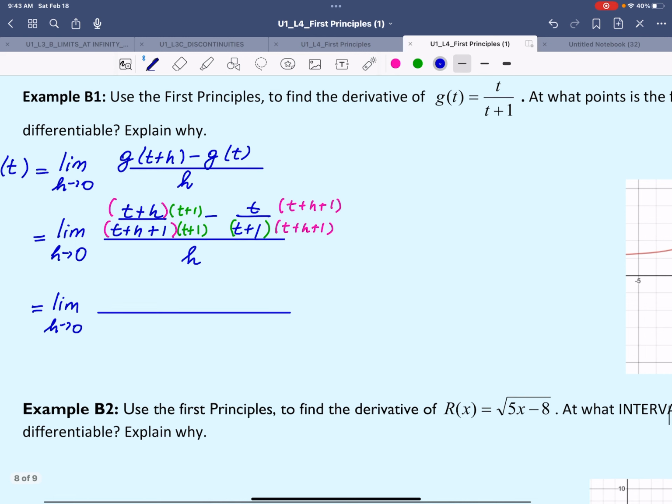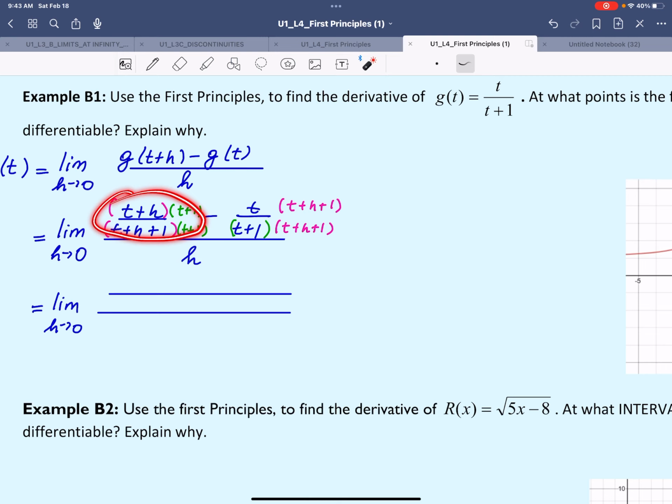So let's see what this is going to look like. We're going to bring both rational expressions under the same denominator. Remember that the denominator should be in factored form, so do not expand: t plus h plus 1 times t plus 1. And the numerator in simplified form will be t squared plus t squared plus t, and then we have ht plus h. So plus ht plus h.